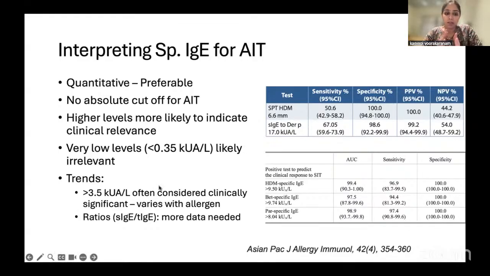Greater than 3.5 kUA per liter is something on which we have seen multiple physicians trying to start immunotherapy. But this may not hold good for each and every group of allergen, because as you see in this particular study, the value for house dust mite is 9.5, whereas for grass it is 8.4. So the value doesn't matter with regard to specific IgE. Please do not choose based on specific IgE values alone.